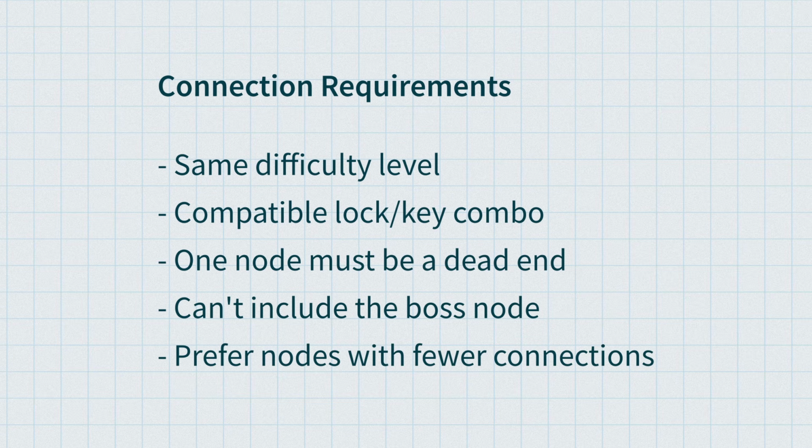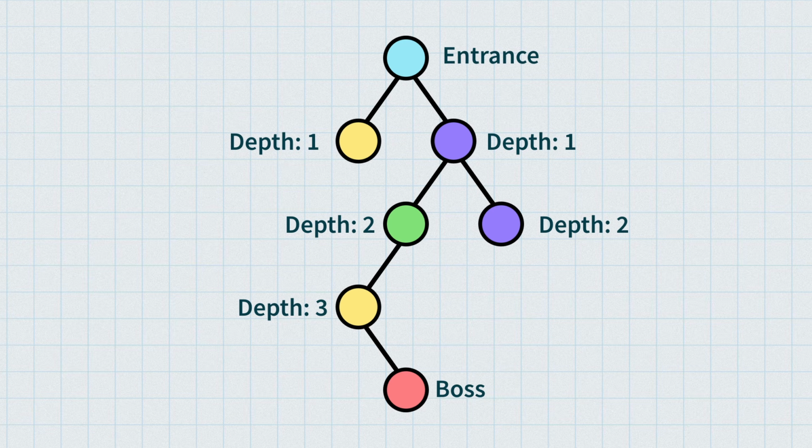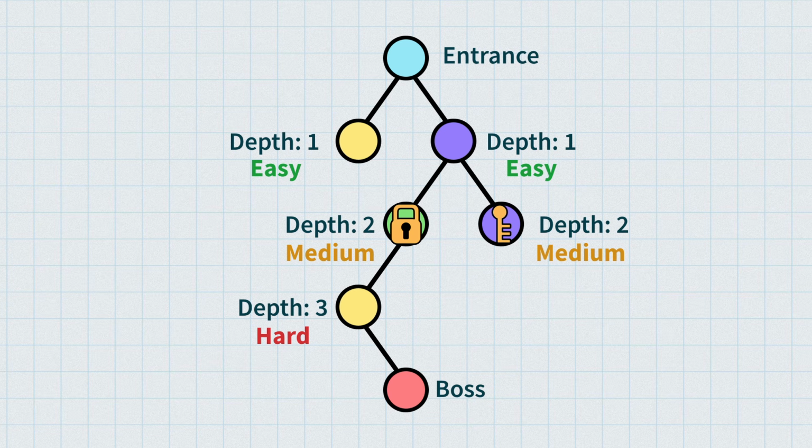The nice thing about the tree structure is that you can track how deep each node is in the tree, making it easy to add lock and key puzzles, adjust difficulty based on player progress, and know where a good spot exists to put more valuable loot or even the end of the level.